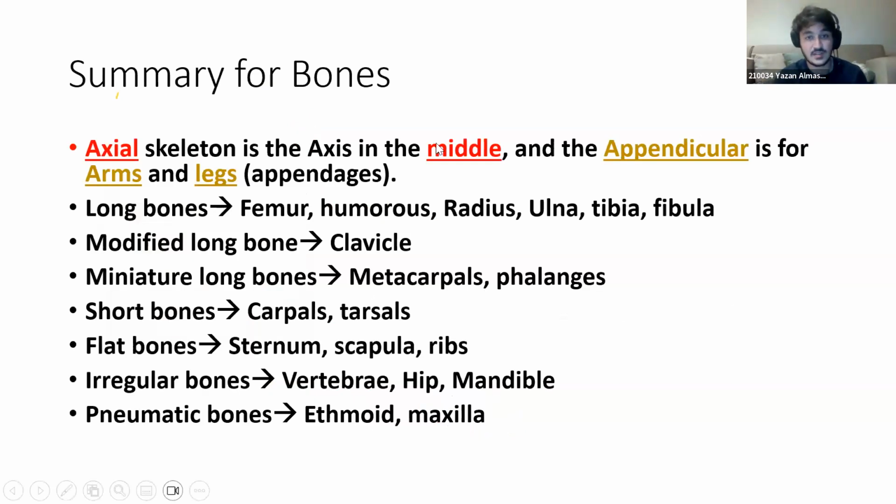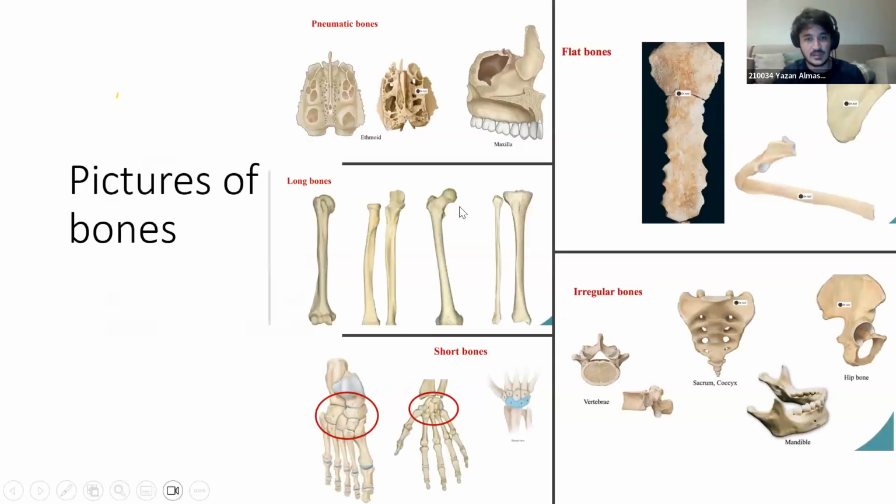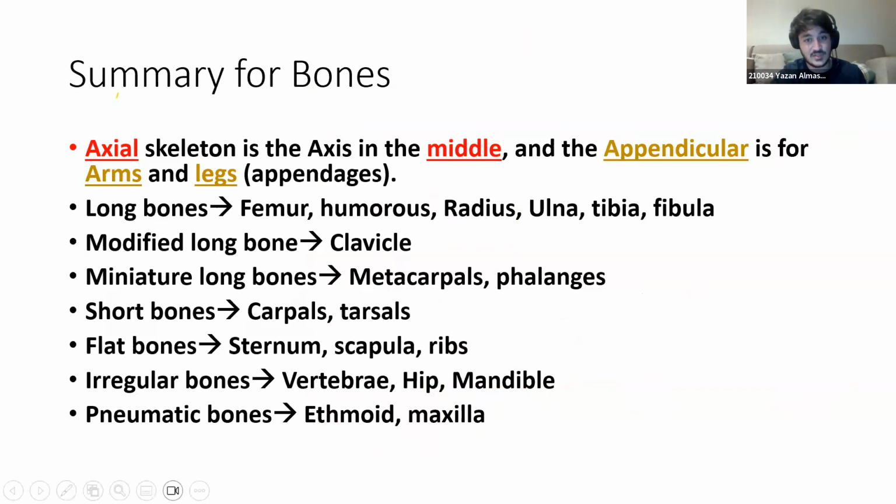Remember, the axial skeleton is in the middle, the appendicular is to the sides, the appendages, the arms and the legs. Long bones, I wrote the names. You don't have to know every single one. Just in case, I would say read them. I don't think they will ask; they will just, for example, give you images and ask what type of bone this is. In case the name was there, I put it for you in a summary.